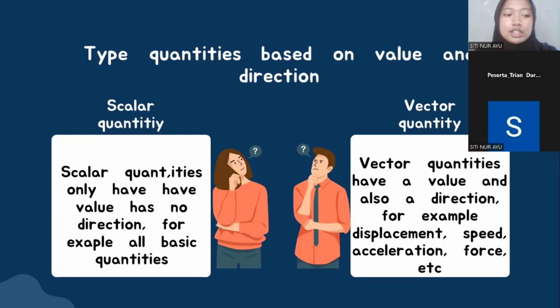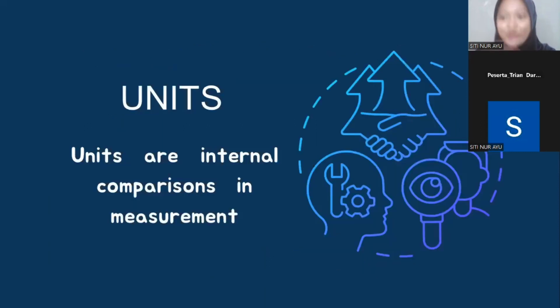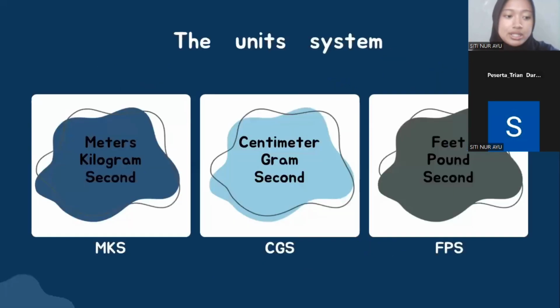Okay, next we will discuss units. What is a unit? A unit is an international comparison in measurement. The units have three systems, namely MKS for meter, kilogram, second, CGS for centimeter, gram, second, and FPS for feet, pound, and second.